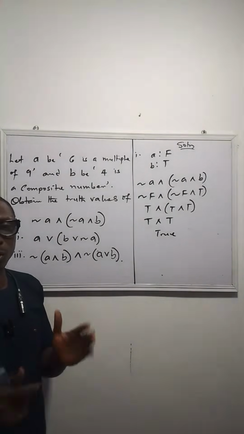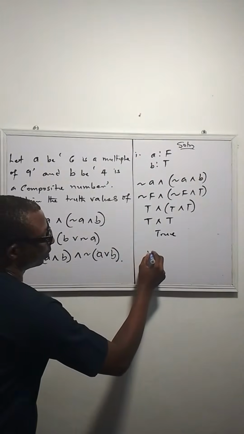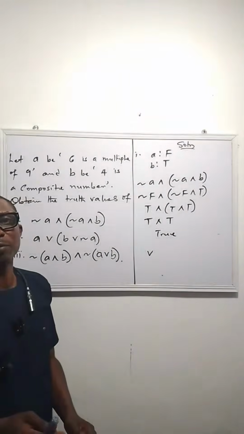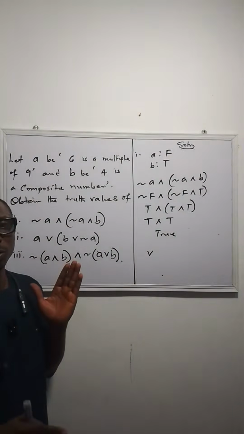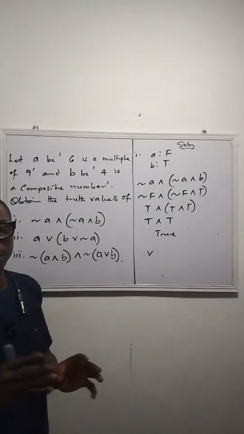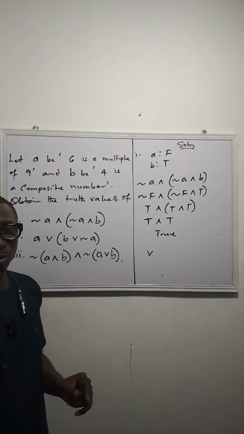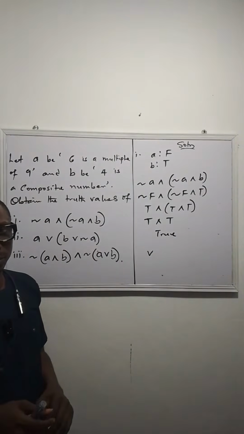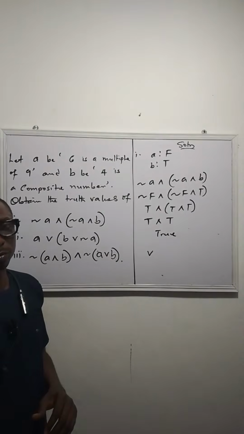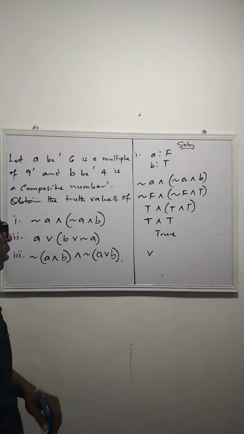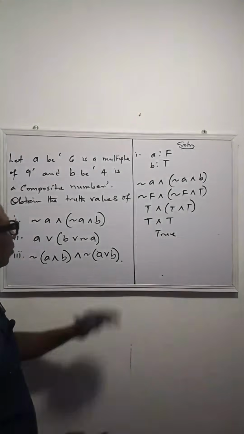But when it comes to or, this symbol here, we only have false when both antecedent and the consequence are false. So once at least one of them is true, we have a truth value of true. Okay, so that is that. So now let's look at the second one. So that's the first one.